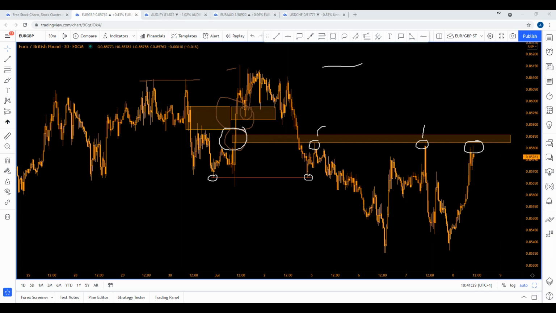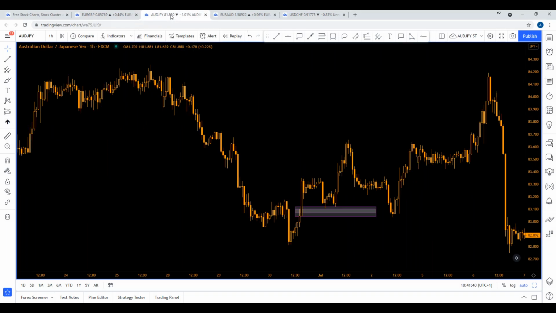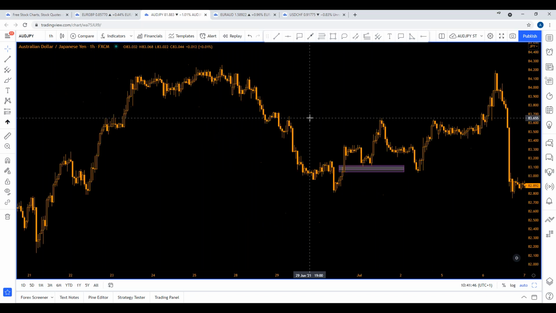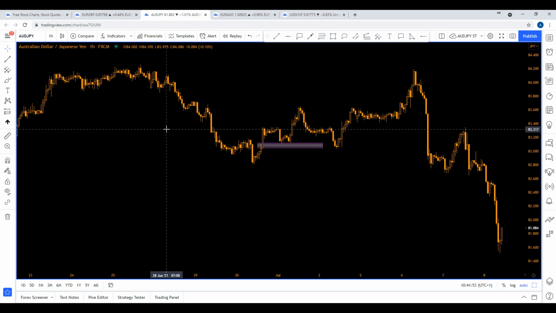All right, so my next example, just really quickly before I go to some live charts, let me just get rid of this marker. Erase all drawings. Okay, so my next example is on the Aussie yen, H1, and it's an H1 and an M15 example.